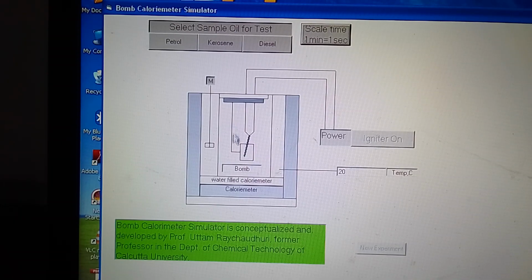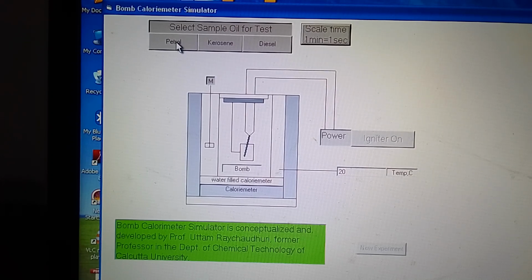This cup is hanging or supported within the bomb, and the entire bomb is placed in a calorimeter provided with a starter and water. This bomb is initially filled with oxygen under pressure so that complete combustion may take place. So now we'll start at the beginning.